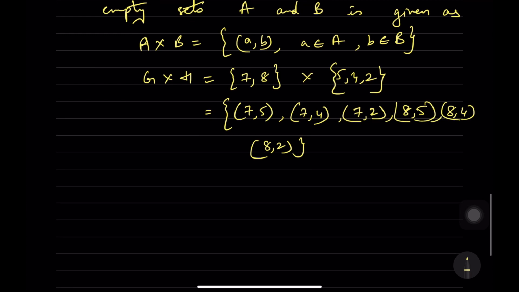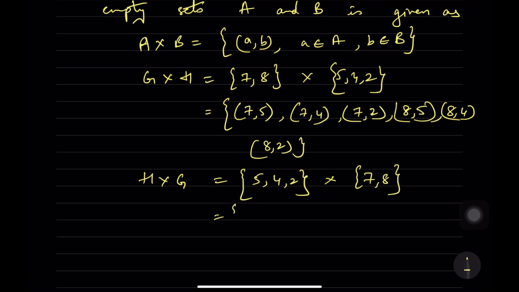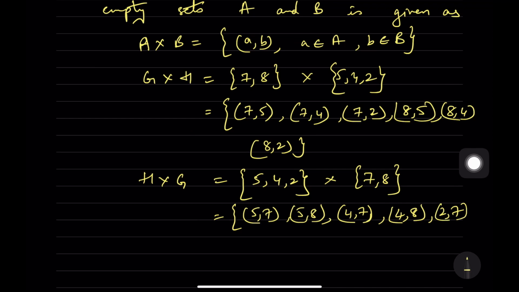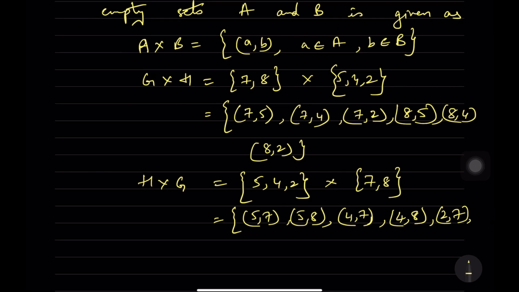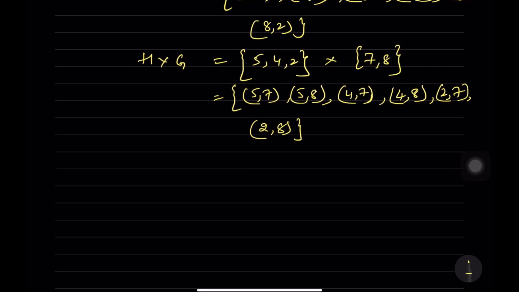Now next, what is H cross G? We'll find out. H cross G is equal to {5, 4, 2} cross {7, 8}, which is equal to, in braces, (5, 7), (5, 8). Then you have (4, 7), (4, 8). Then we have (2, 7), (2, 8). So therefore this is the third problem.